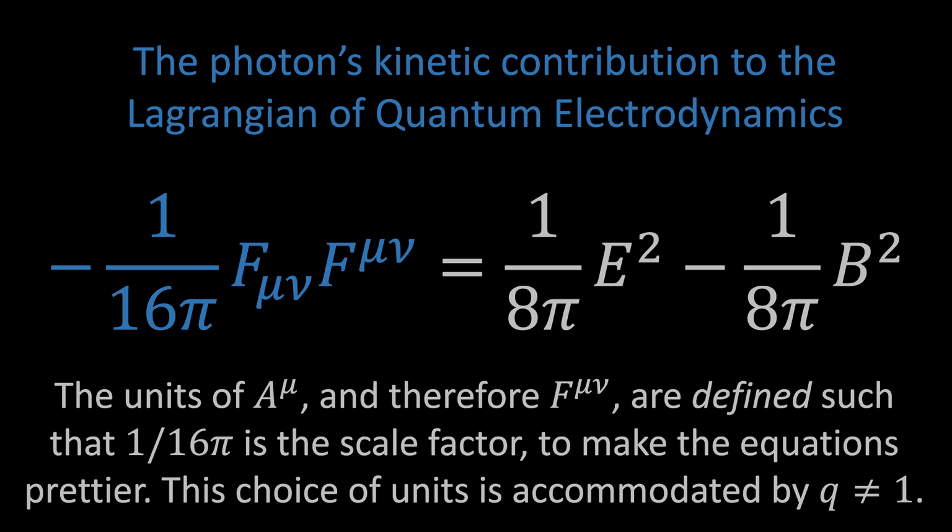And the reason we can do that is because remember earlier, we said that we're going to make the charge this letter Q. Instead of just the number 1, we're going to say, let's make this Q, because then we have the flexibility to define the scale of A. Well, now we're cashing in on that. And we're going to say, okay, we're going to define the scale of A such that the coefficient on this part of the Lagrangian can be a nice clean 1 over 16 pi. So this is an acceptable, legitimate move.